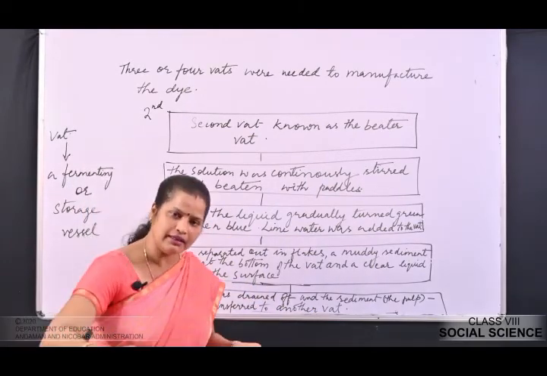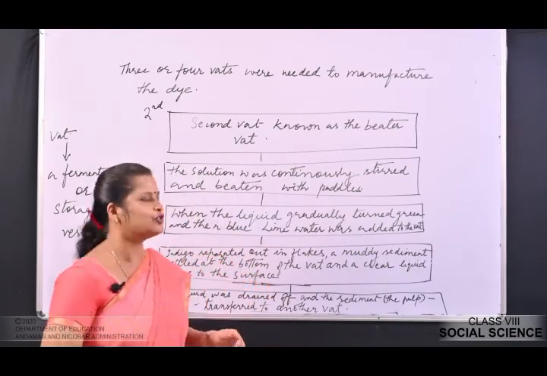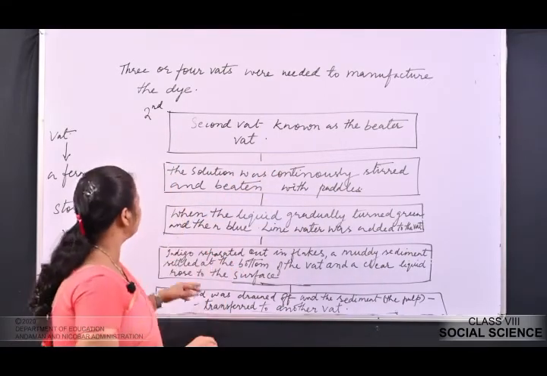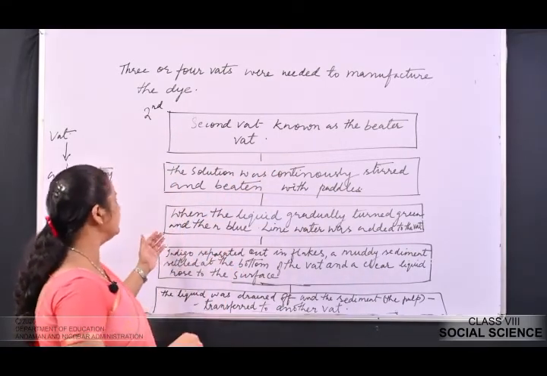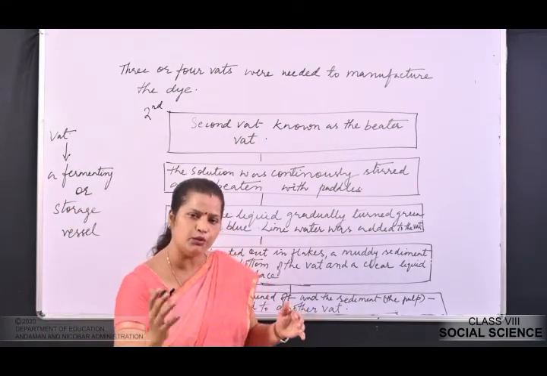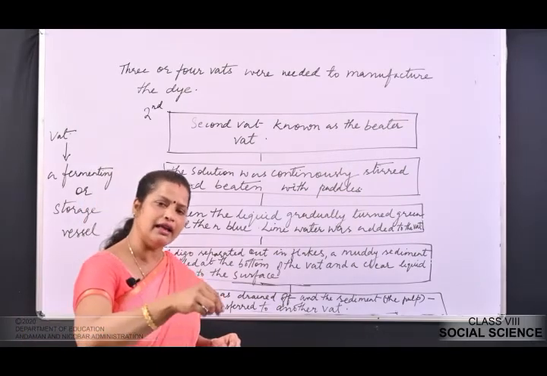उसको लगातार हिलाना है और उसको पेडल से मारते रहना है, ठीक है, इसीलिए इसको सेकेंड वैट को हम बीटर वैट बोलते हैं. अंडरस्टूड? Now when the liquid gradually turns green and then blue, the solution first looks green, slowly it changes to blue color, and then they have to add lime water.